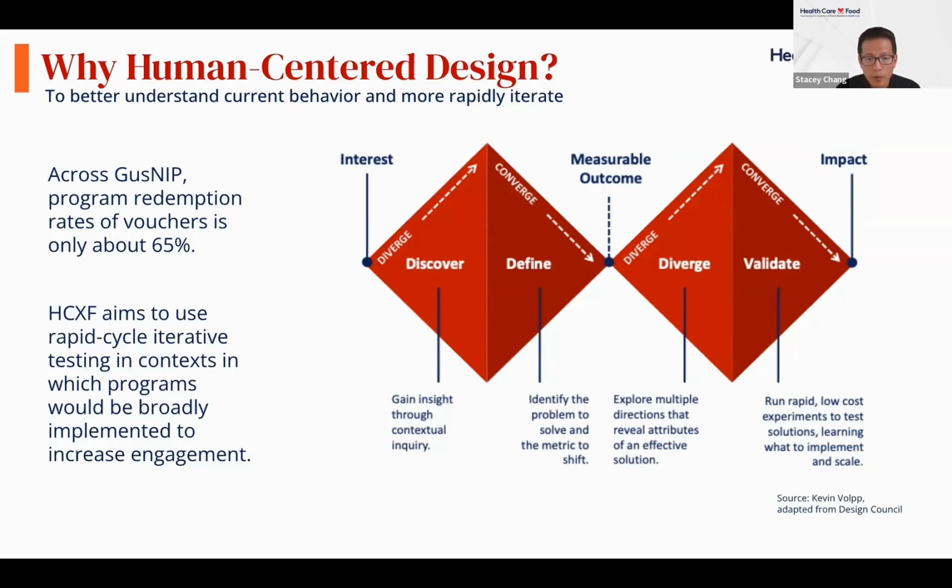For those of you who are familiar with human-centered design, you'll recognize the double diamond diagram here, adapted by Kevin Volp from the Design Council's well-known illustration. Kevin is the scientific lead for the Healthcare by Food initiative, and he uses this illustration to describe the broader strategic approach to the design of clinical research. The aim is to gain human insight through contextual research, to define the critical problems that need to be solved, and to identify the metrics that will indicate meaningful shifts, and then to explore multiple directions using small-scale experiments to test solutions and to learn what should then be implemented at scale.